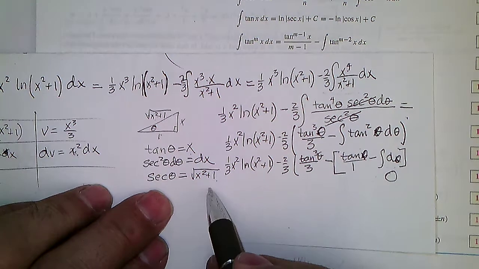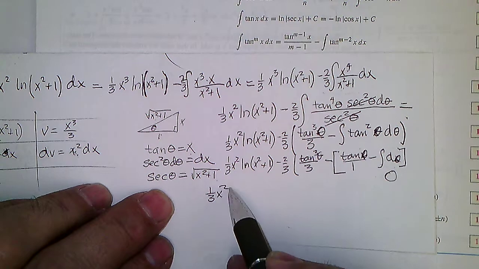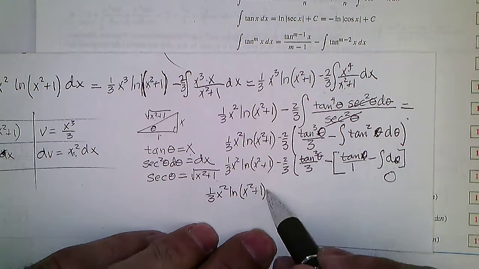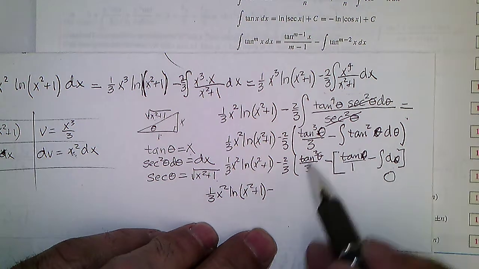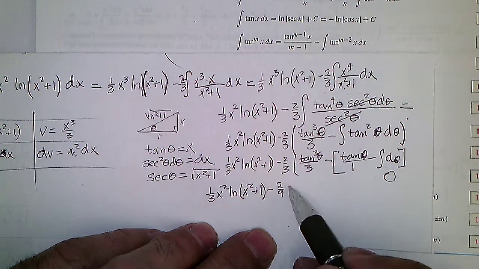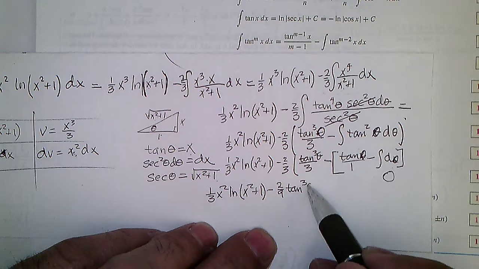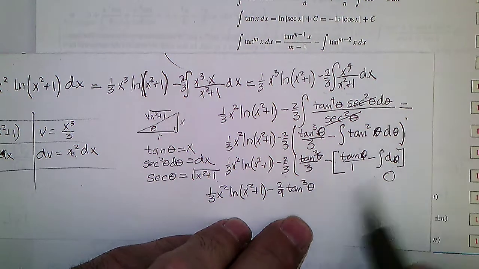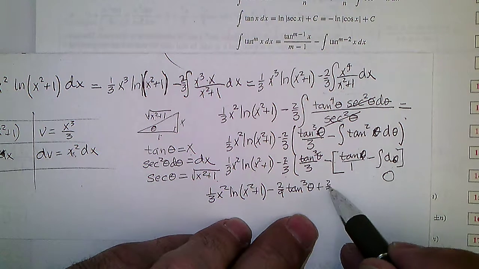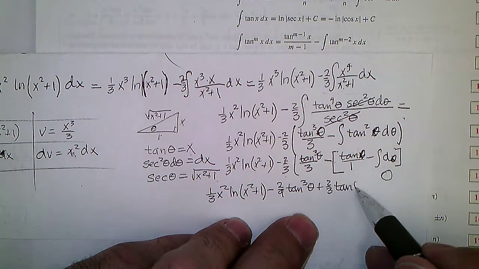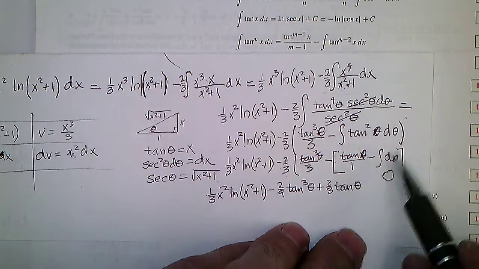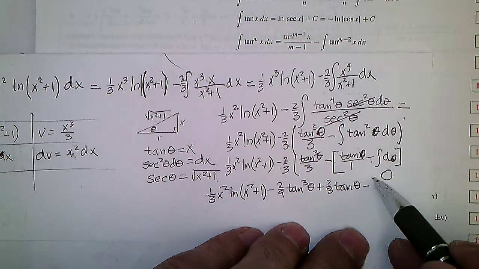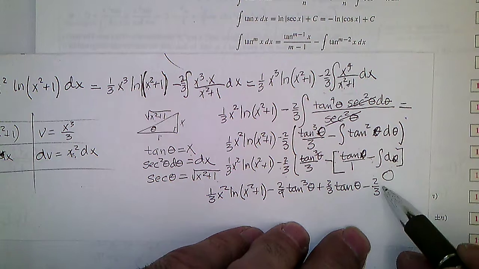So we have 1/3 x squared ln x squared plus 1 minus 2/9 tangent to the third theta. And then we'd have plus 2/3 tangent theta, plus, nope, minus, change that to plus, and then that to minus. So minus 2/3 integral of theta is just theta.